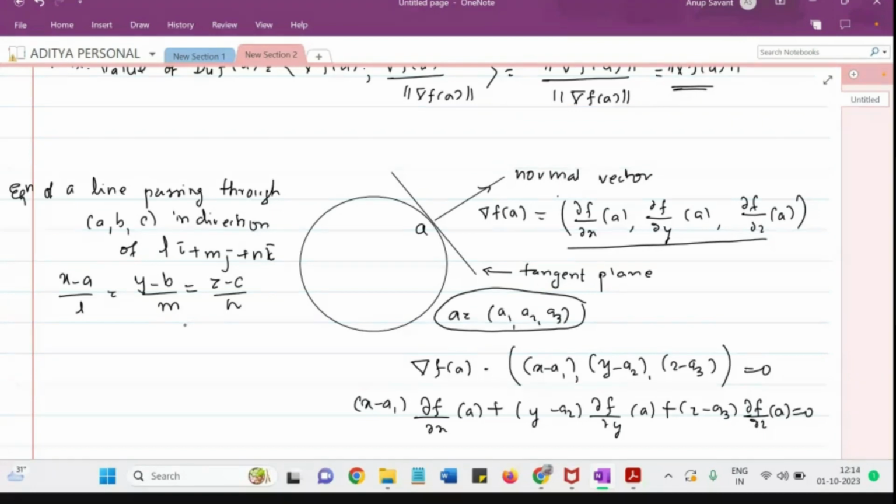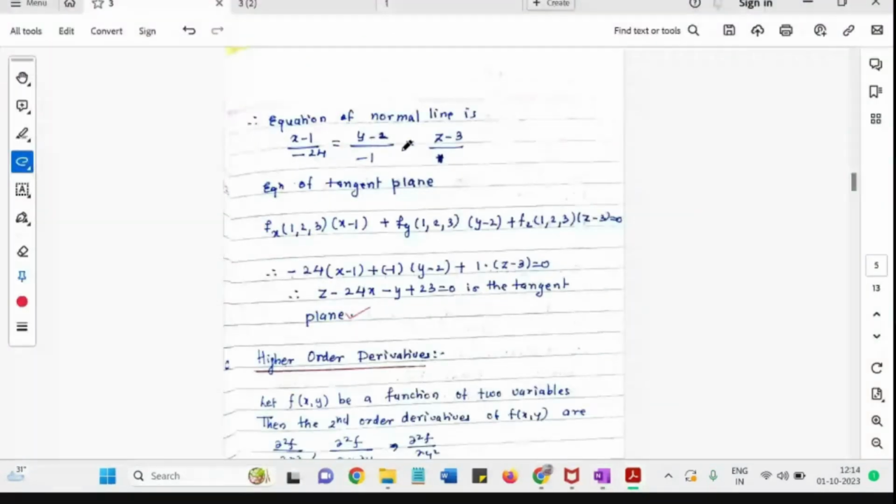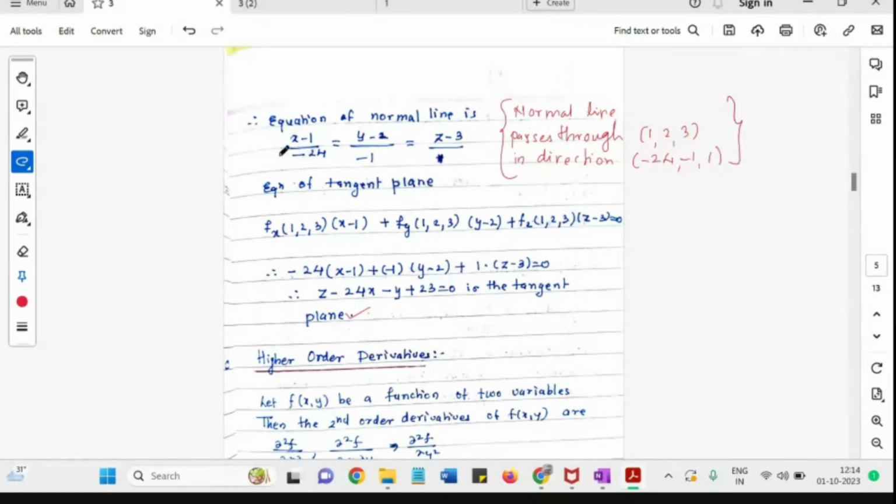Okay. So now I know my normal vector. My normal vector is minus 24, minus 1, 1. So I want my line in this direction and my normal line has to pass through the point 1, 2, 3 and it is in the direction of the vector minus 24, minus 1 and 1. So I think that justifies the equation of a normal.